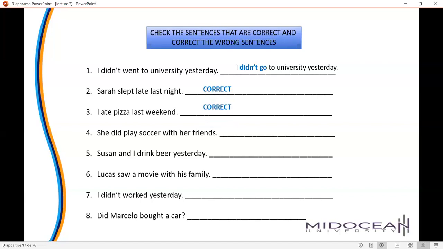Okay, so example 3 is correct. I ate pizza last weekend.